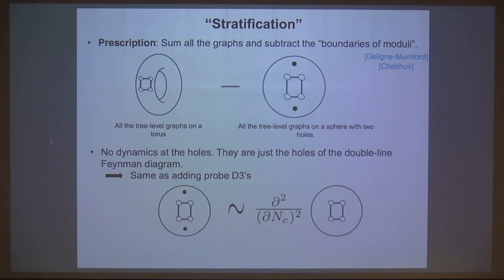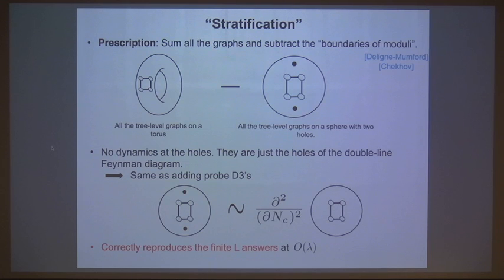And this kind of holes or face of the double line Feynman diagram also appears when you add extra probe D3 branes. And using this relation, you can actually compute the contribution from the 4-punctured sphere with 2 extra holes by first considering the 4-punctured sphere without any extra holes, and then considering the second-order derivatives with respect to N_c. Now, if you use this prescription, then at tree level, you just get 0 as we wanted. So you get something here, and you get the same thing here, and it gives you 0.